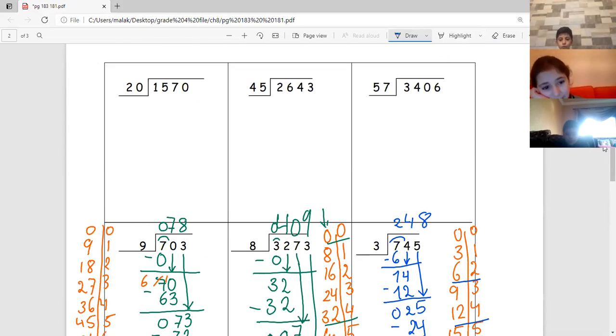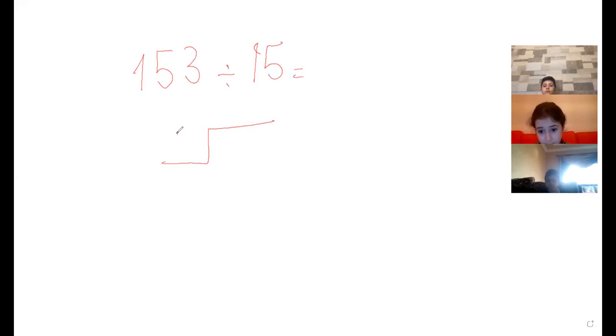For example, let's use the whiteboard now before we start. For example, when I say 153 divided by 15, type 15 here, 153 here. We have to write which table? We have to write table 15. How do we write table 15? We don't know table 15.